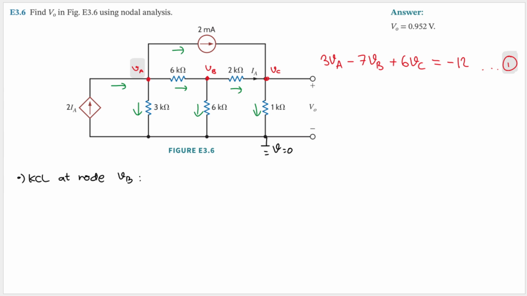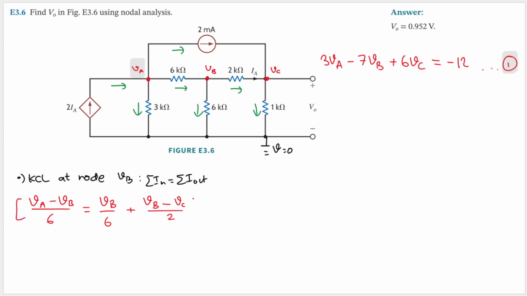KCL said that the sum of the current that goes in will equal the sum of the currents that go out. The only current that goes in is this one, and that current is VA minus VB divided by 6. All the other currents are going out, so we put the equal sign here. And this current here is VB minus 0, which is VB divided by 6. And this current here is VB minus VC divided by 2.